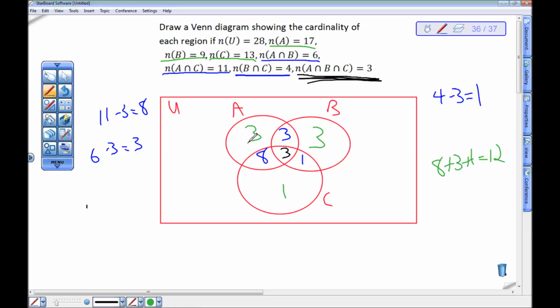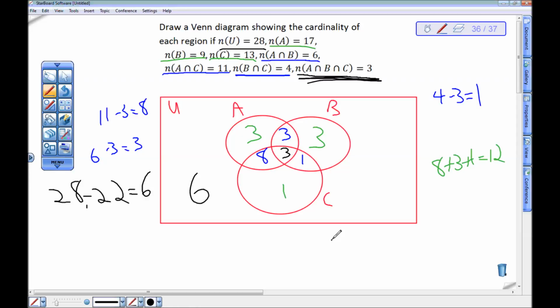Finally, I'm given that the universal set has 28 elements in it. I now need to count how many I have so far. 3, 6, 9, 10, 13, 14, 22. I have 22 of the 28 elements. 28 minus 22 is 6. There should be a 6 out here. There are 6 elements in the universal set, not inside of A, B, or C.